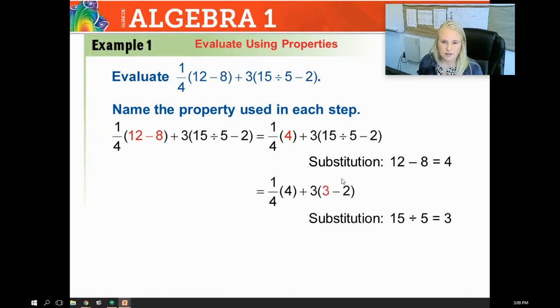The next step is we're going to get rid of this set of parentheses. So I'm going to get rid of that 15 divided by 5 first. 15 divided by 5 is 3, so I'm going to replace it with 3, and I use substitution. And it keeps going on and on like this. Now I have 3 minus 2. I'm going to replace that with 1. I've used substitution.